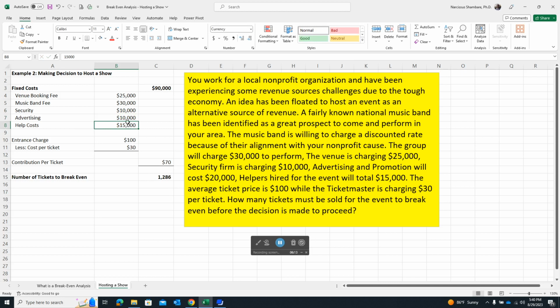Then of course you can begin to look at other places, like for example for the helpers, maybe we're going to save $5,000. We're going to get some volunteers since we're a non-profit organization. So maybe the help costs may come down to $10,000, and again you can see that this continues to change. And then maybe the entrance fee, maybe we may say that it's going to be $120, right? And then all of a sudden you only need 944 tickets to be bought in order for you to break even. You can see how powerful this particular tool is.